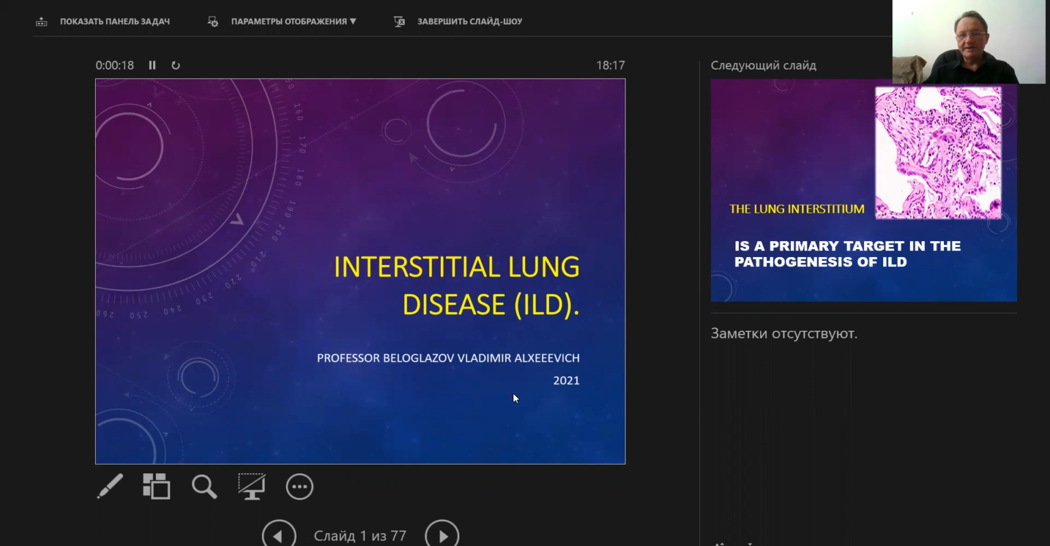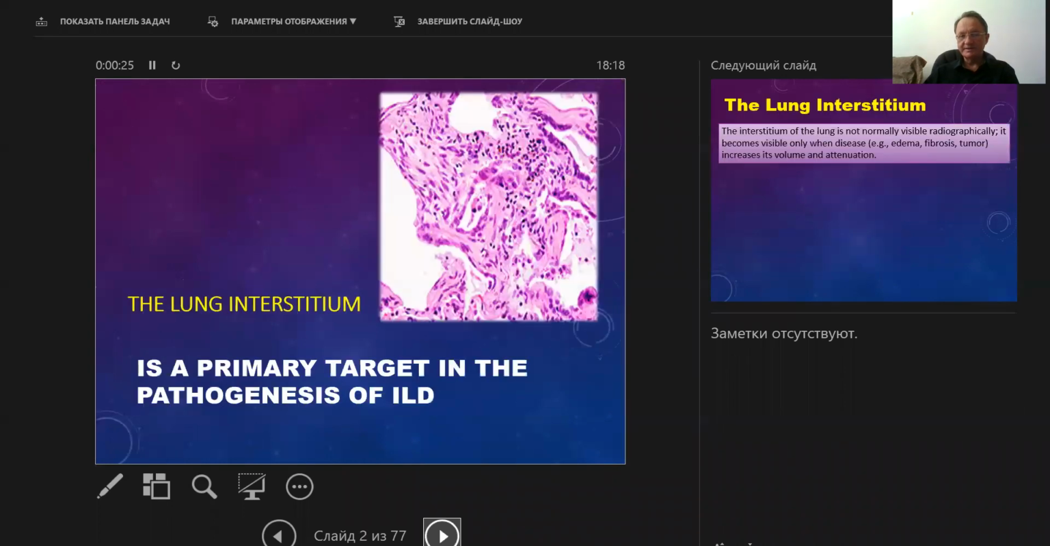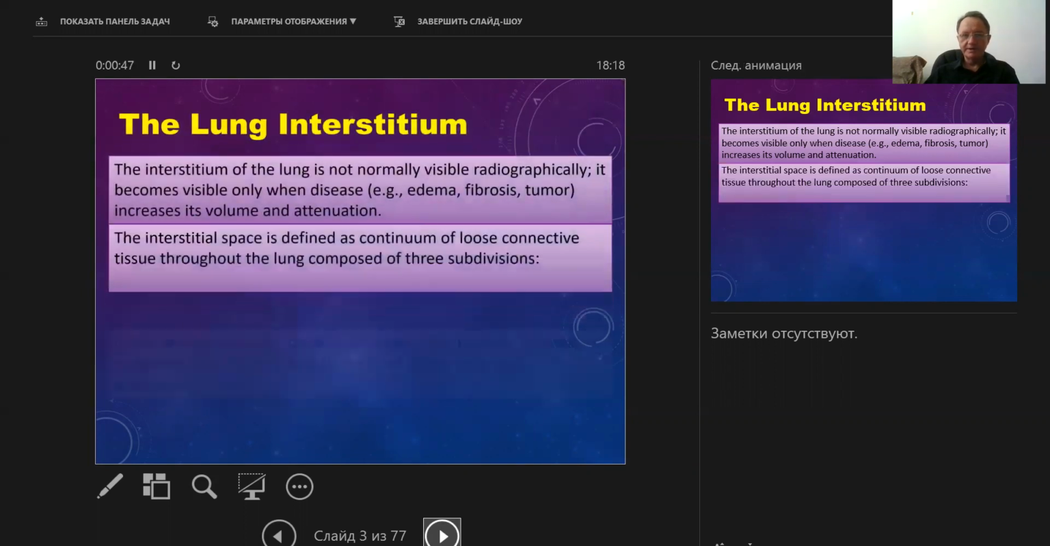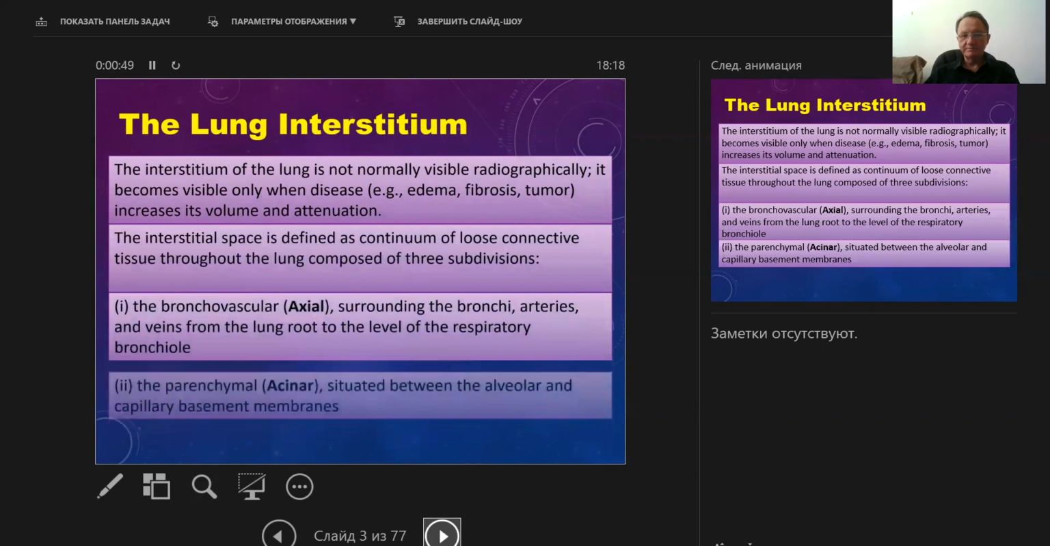If we hear interstitial lung disease, we should understand that the lung interstitium is the primary target in the pathology of this category of disease, of interstitial lung disease. I would like to refresh your knowledge concerning the lung interstitium.